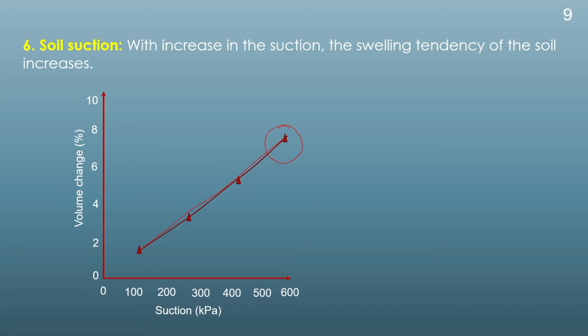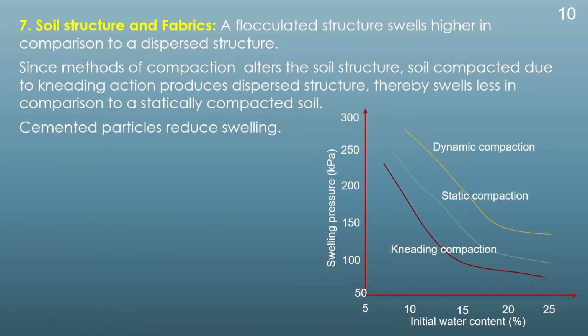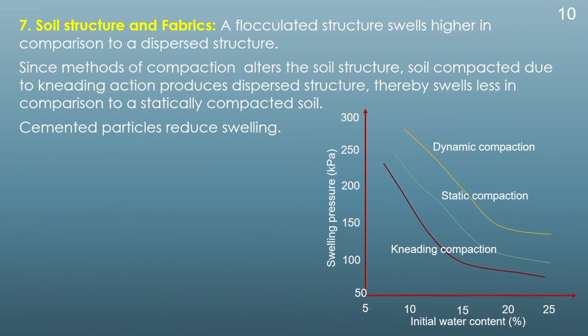Another factor which controls the swelling of an expansive soil is the soil structure and the fabric. We know that there are two kinds of structures. One is a flocculated structure and another one is a dispersed structure. A flocculated structure swells to a higher value in comparison to a dispersed structure. So, if by any chance we can get a flocculated structure, then that soil will have more tendency to swell to a higher value in comparison to a dispersed structure under the same condition.